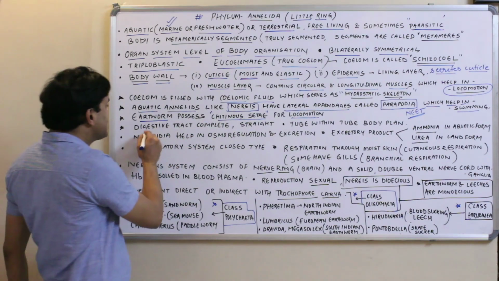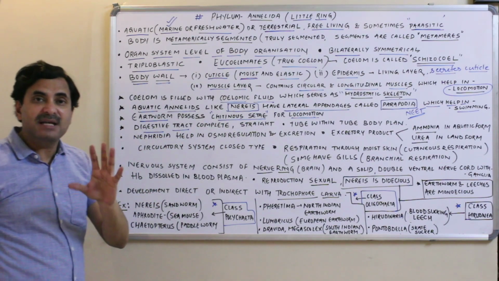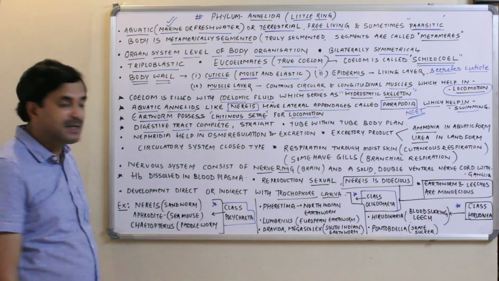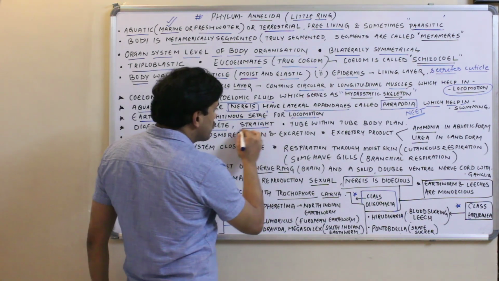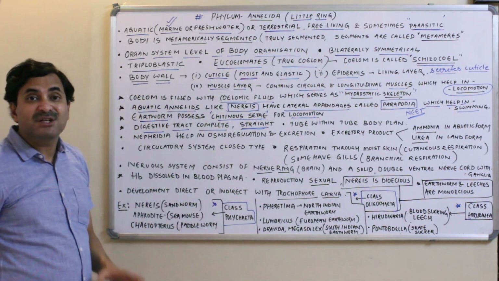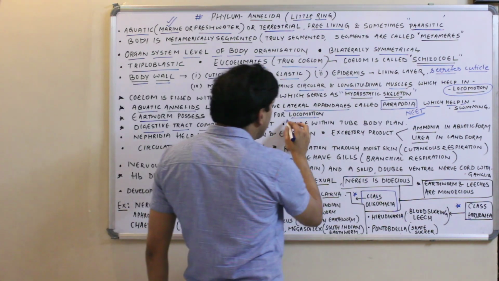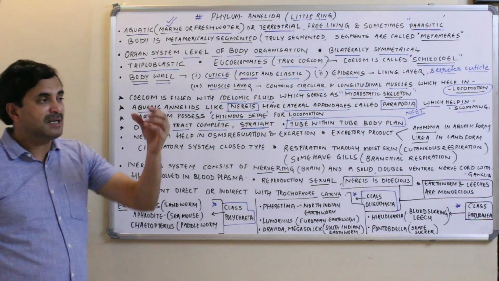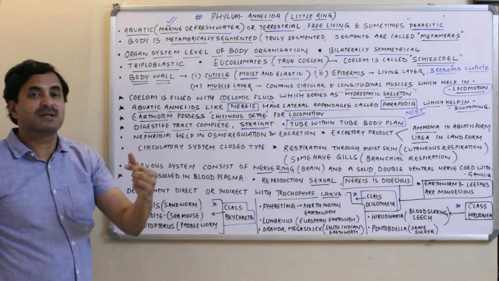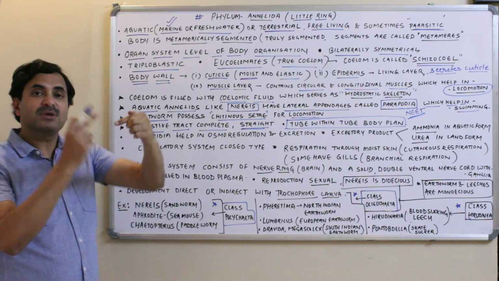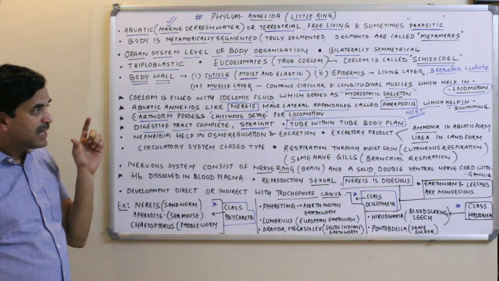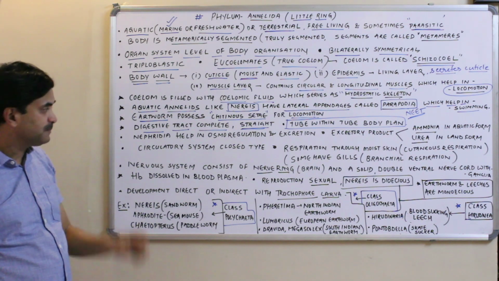If I talk about the digestive tract, that is the alimentary canal, the alimentary canal is complete. It is straight, and they have a tube within tube body plan. What is the tube within tube body plan? Inside they have a straight alimentary canal, and around the alimentary canal is the body wall. So they have a tube within tube body plan.